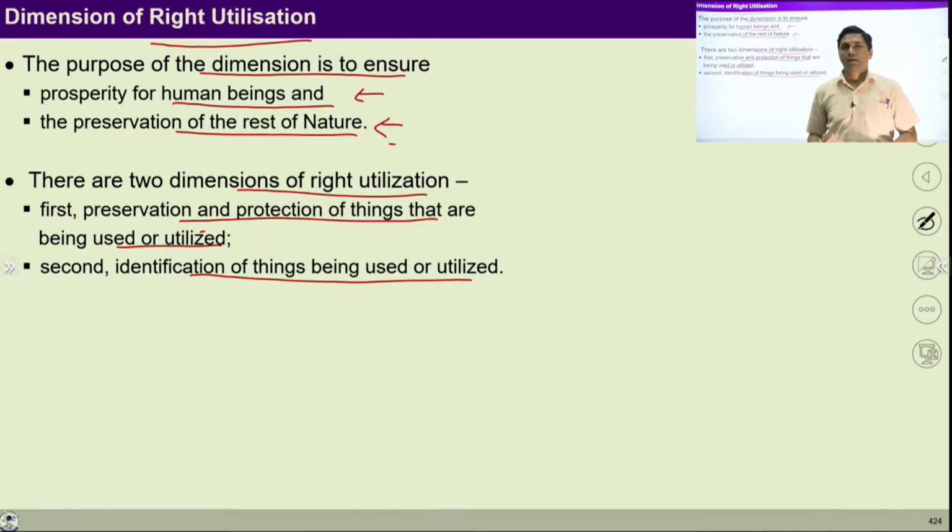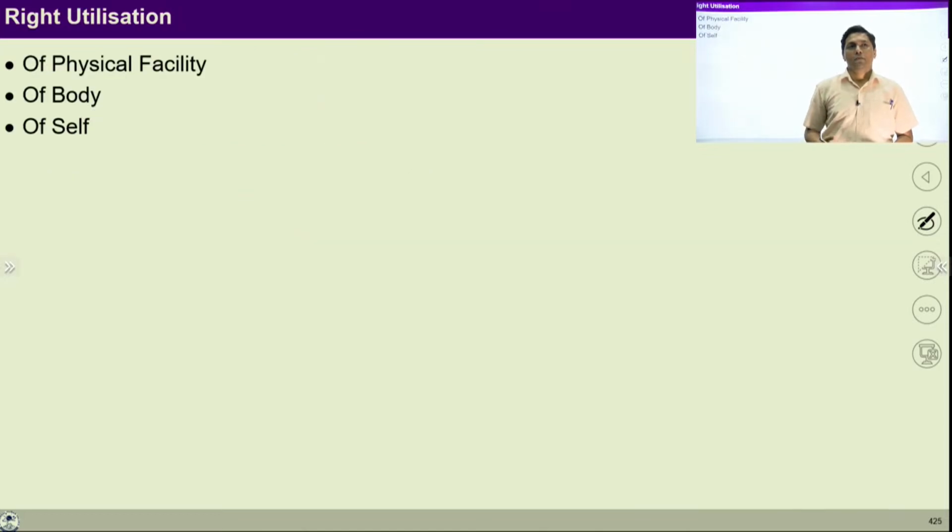Number one, I should be able to identify things which are important for us, and number two, we should be able to preserve and protect all those things which are required. If we ensure these two things, then the resources would be available for society. With this, now we can discuss right utilization.